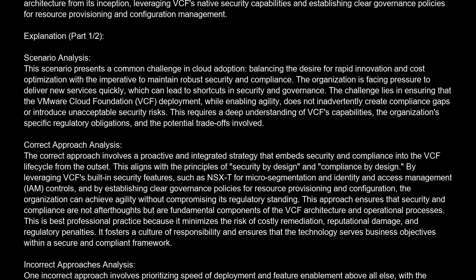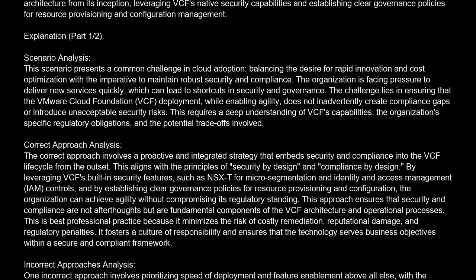The correct answer is C. Implementing a comprehensive security and compliance framework that is designed and integrated into the VCF architecture from its inception, leveraging VCF's native security capabilities and establishing clear governance policies for resource provisioning and configuration management.